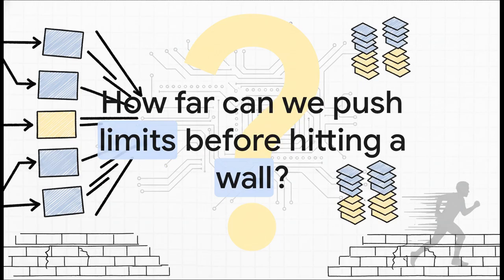Which leaves us with a pretty fascinating thought to ponder. As we continue to widen the issue window and add more and more parallel functional units and duplicate registers into the hundreds just to squeeze out every absolute last drop of instruction-level parallelism, how much further can we actually push these physical limits before we hit an absolute wall? We are constantly chasing this illusion of instantaneous execution. It's an incredible engineering feat.